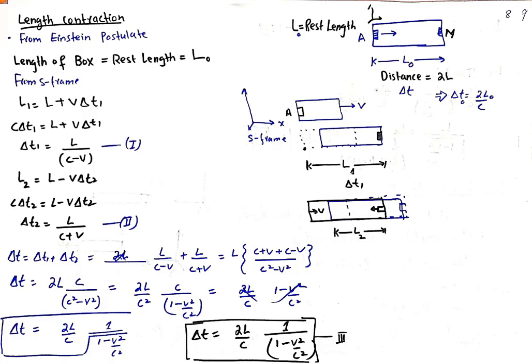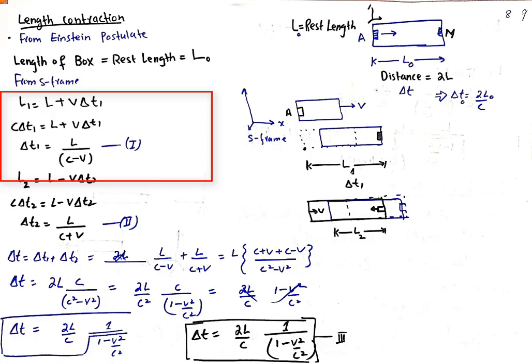Now we take a frame S in which this rod appears to be moving with a constant velocity v in the positive x direction. This is our rod, you can check in this figure. When the light is emitted from A, it travels towards M, so it takes some time. Let us call this time interval delta t1. Light is emitted from A and after time delta t1 it reaches this point M.